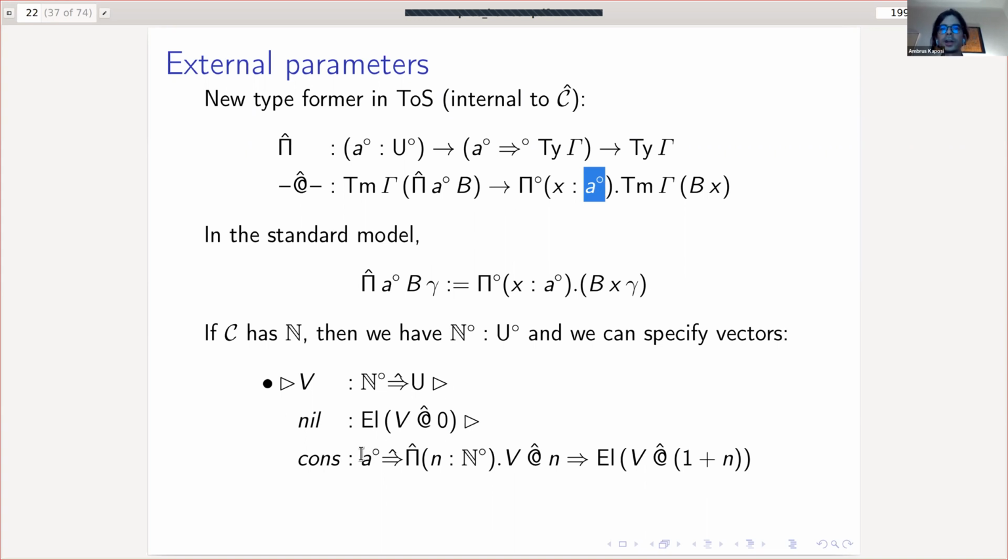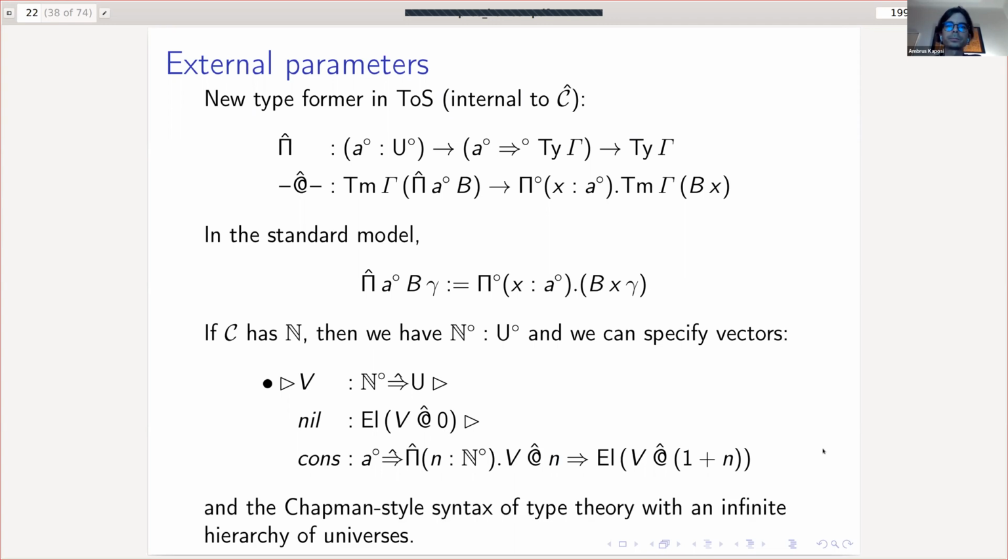And I can also describe cons for vectors. So whenever I have, and here I need to use this pi hat function space and the ordinary pi function space as well. So with pi hat, I add parameters to the type, and with the ordinary pi, I can add recursive parameters, or recursive arguments, for a constructor.